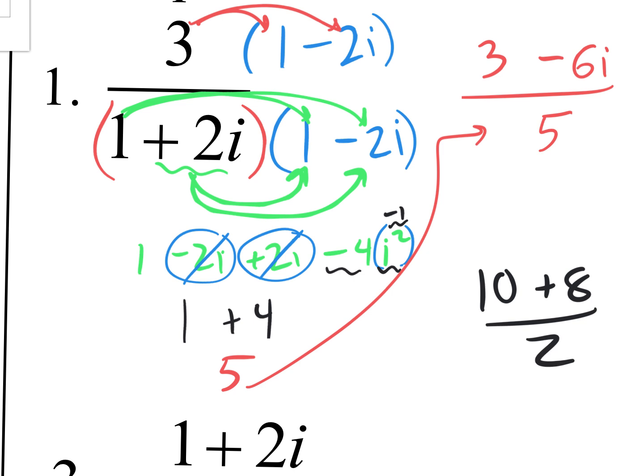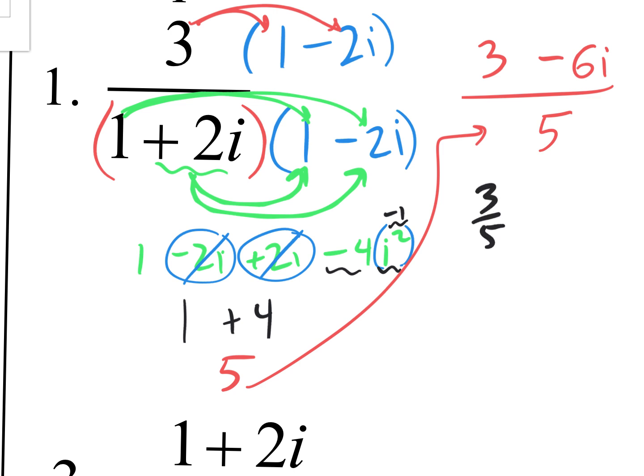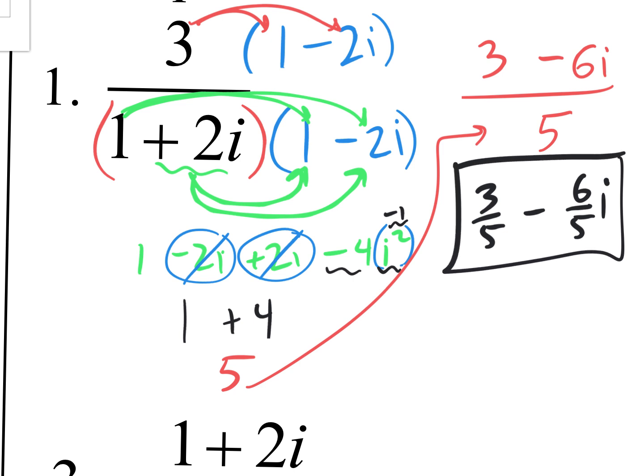Well, what is 10 plus 8? 18. What's 18 divided by 2? 9. But I could easily take the 2 and put it on the 10. I could say 10 divided by 2 plus 8 divided by 2, and I would get the same answer, 9. Make sense? Okay, so we're going to take the denominator of 5 and split it, just for the sake of having a complex number organized, the real part first and the imaginary part second. So you're going to say 3 over 5, that's a real number, and then minus 6 over 5 with an i at the end. So this would be the appropriate best answer for number 1.